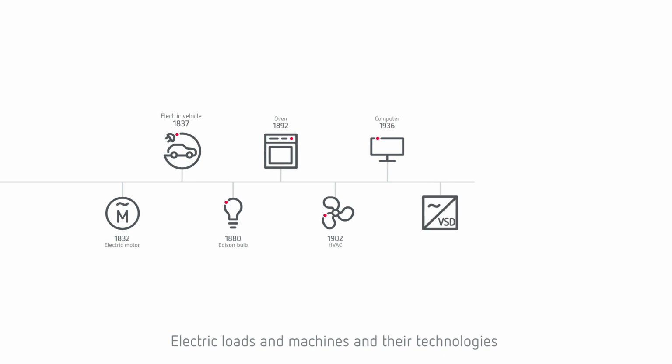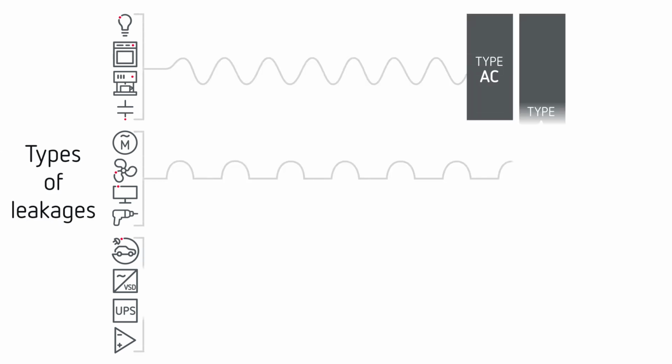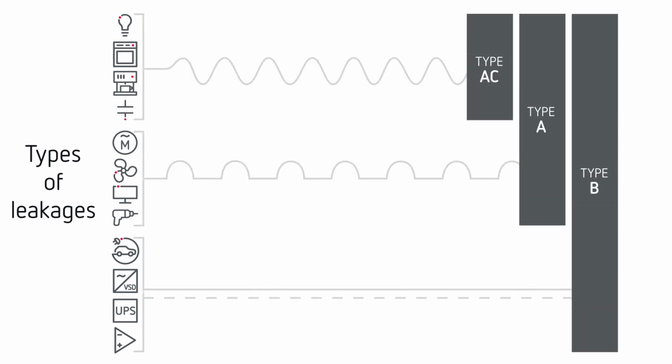Electric loads and machines, and their technologies have evolved over time ever since they were created. But how do you choose the protection type depending on the load? What types of residual current protections are there, and how do they differ? International standards specify three types: AC, A, and B. Types of residual current protection.